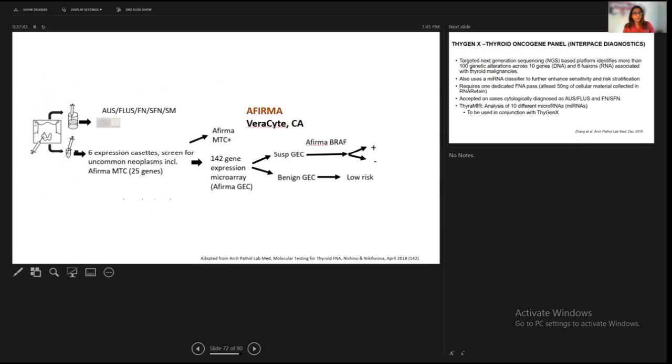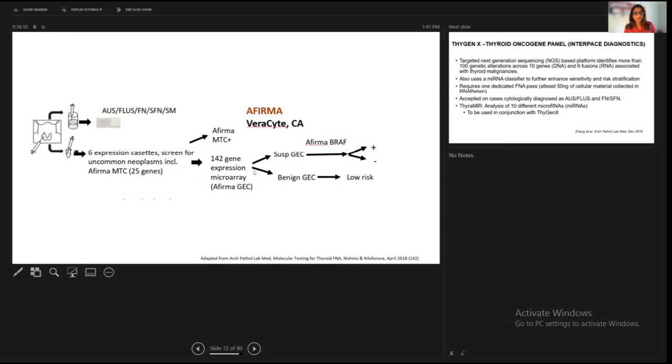So this is the Afirma. Again, you can see it can be expressed. So when the patient undergoes a thyroidectomy, 2 dedicated passes are expressed to Afirma for the Afirma classifier, and the remaining passes go for cytology, here thin preparation. And as you can see, the Afirma runs its own panel, and it can classify a medullary thyroid carcinoma separately. And if it's positive, of course, it's medullary.